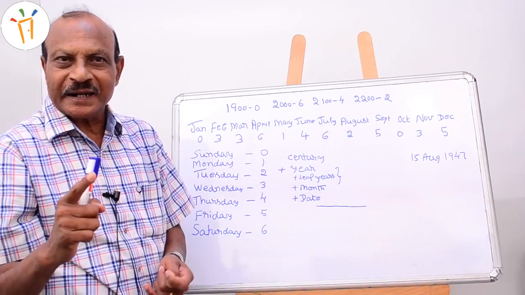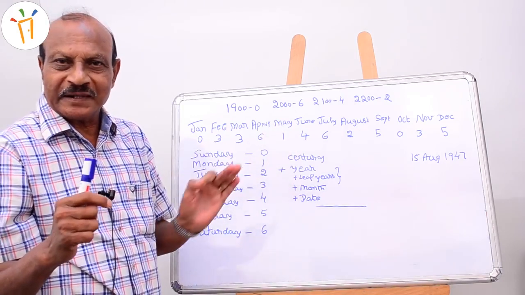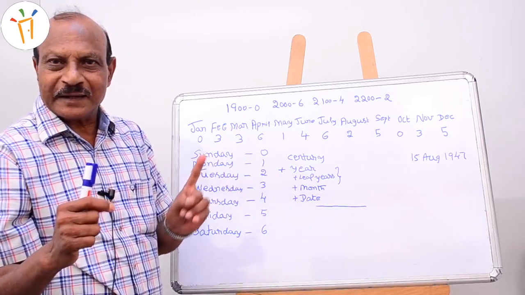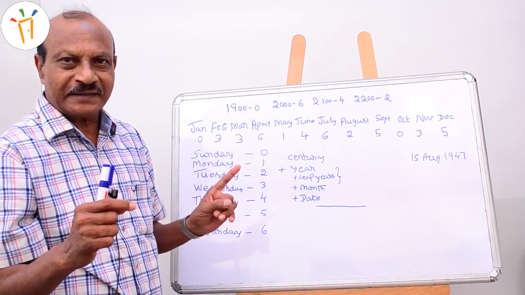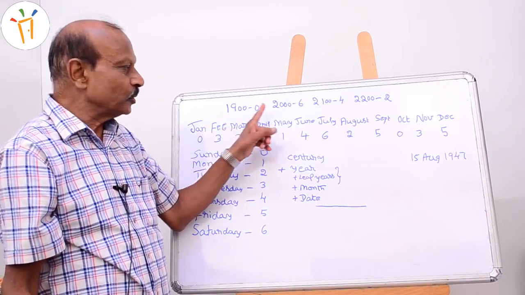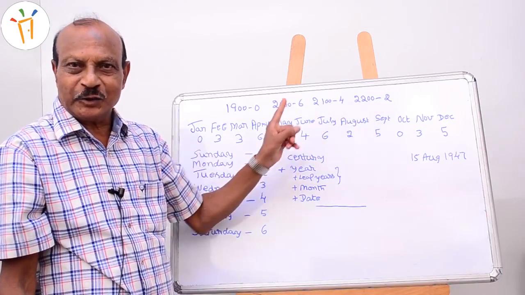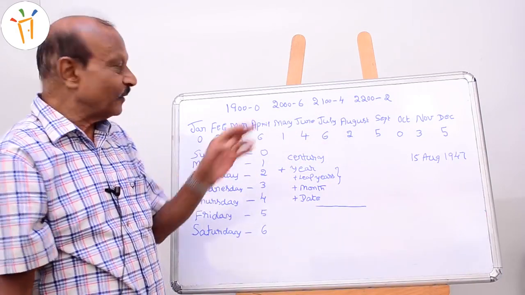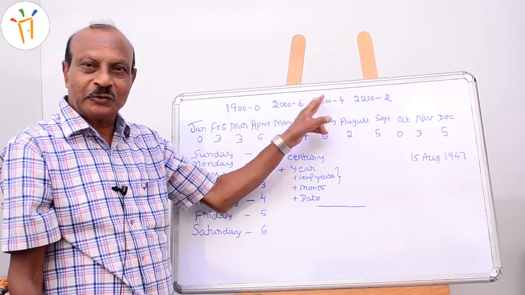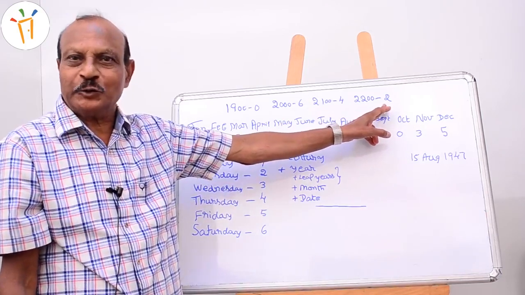This is the 1900 to 2200 years calendar. I am showing it to you. From this you can calculate the day of the week. I have given the code numbers for these centuries: 1900, 2000, 2100 and 2200. These are all called centuries. For 1900 I have given 0, for 2000 I have given 6, for 2100 4, and for 2200 2. These are the century code numbers.